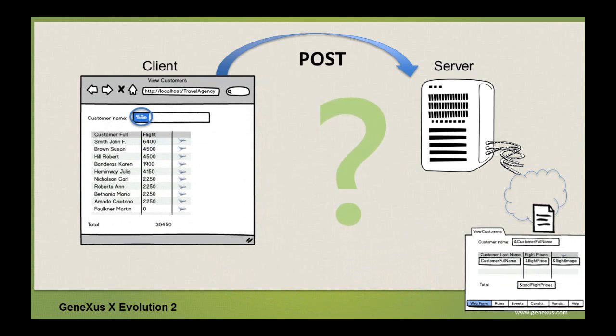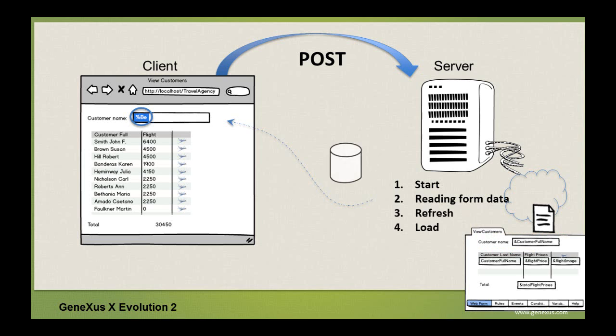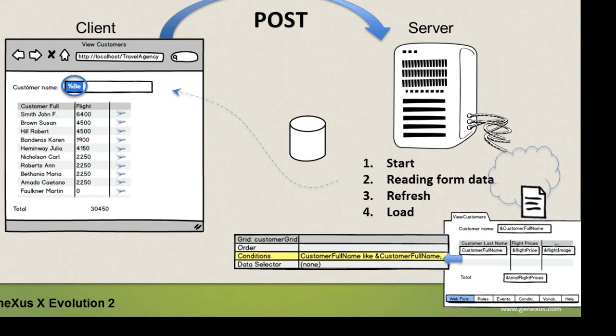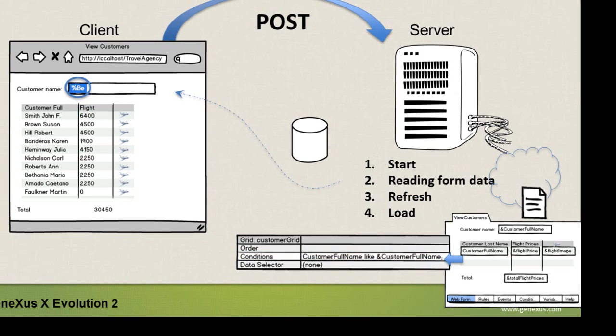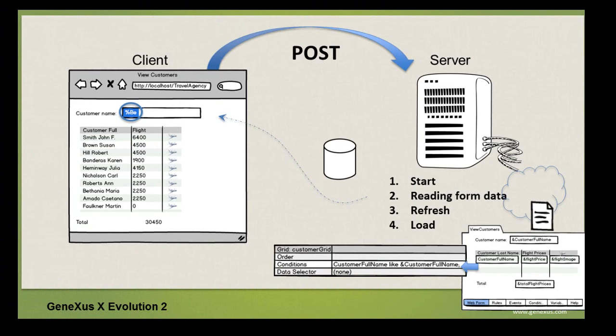But what is executed on the server and in what order? First, the start event, once again by assigning the plane's image to the variable. Second, reading the data on screen, which was sent in the post. There, the value given by the user to the customer full name variable is obtained. Third, a refresh is made, followed immediately by the corresponding load events. For each record in the base table, customer, it will be checked whether the condition is met. That is to say, if its name contains BE. If so, the load event is executed and the file containing the result is added as a grid line. When the process ends, the file is returned to the client's browser, which draws this data on the screen.